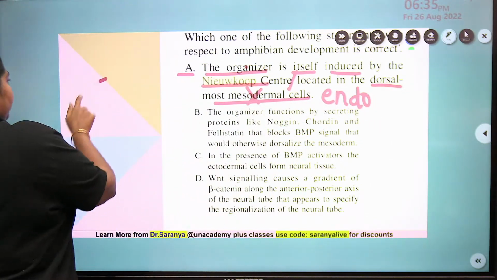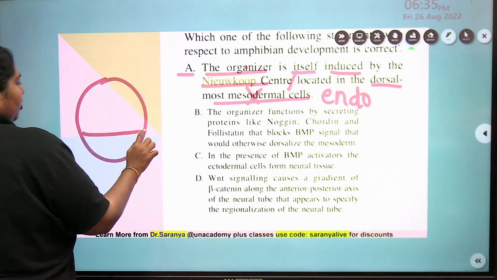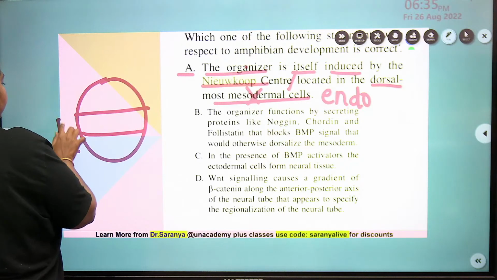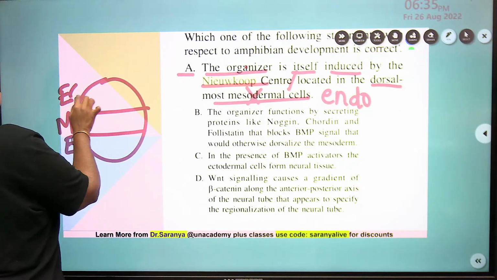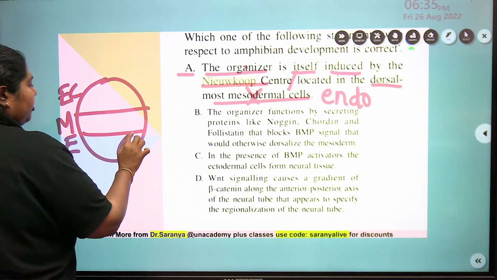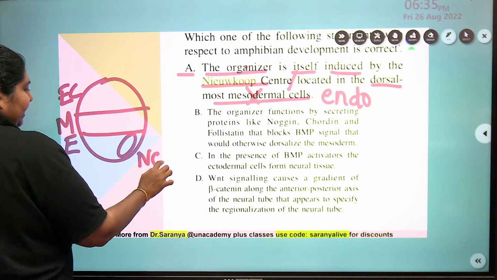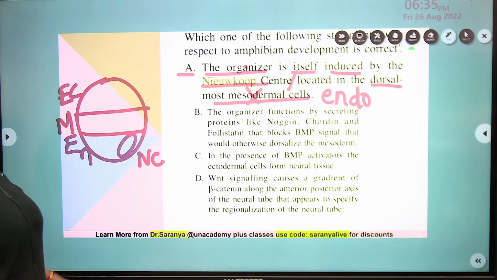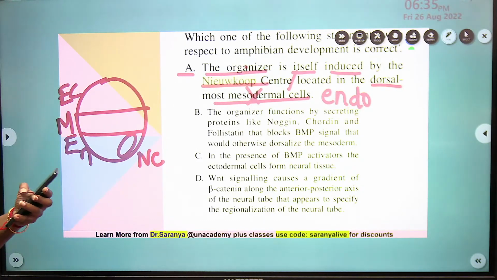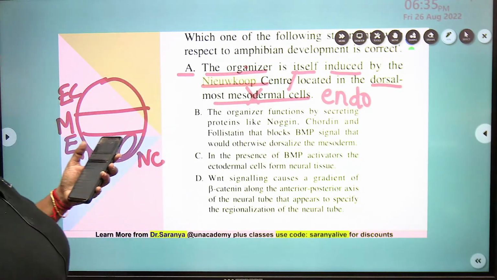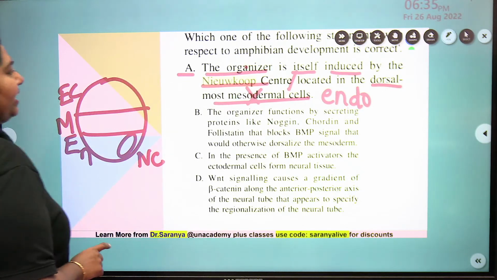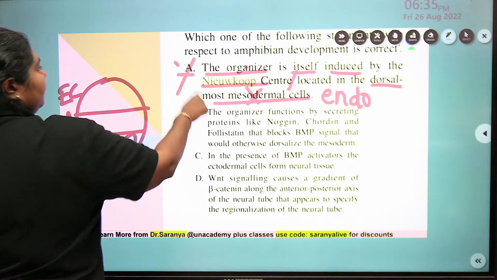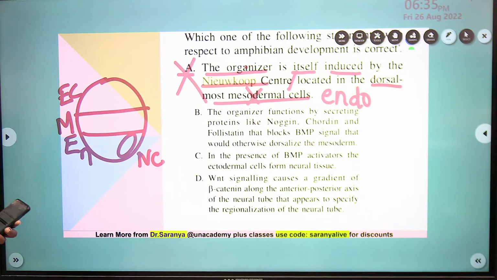If you take your embryo, this is going to be your endoderm. This is going to be your mesoderm. This is going to be your ectoderm. And this is where your Nieuwkoop center is located. It is located in the endoderm. It is not located in your mesoderm. Mesoderm is meant only for the Spemann organizer. So the first statement itself is wrong, gone, right?